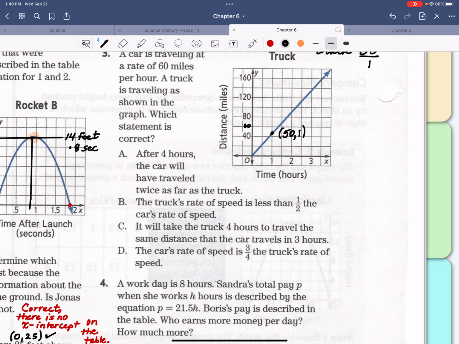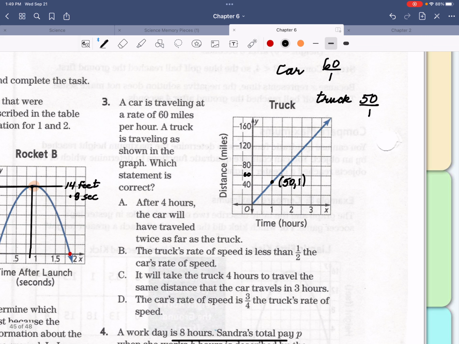After 4 hours, the car will have traveled twice as far as the truck. Well, the car will have gone 120. That should be greater than the truck. The truck will have gone about 100, I'm going to guess. It is greater, but it's not nearly far enough. It would need to be 200 is greater than 100. So this is not the answer I'm looking for.